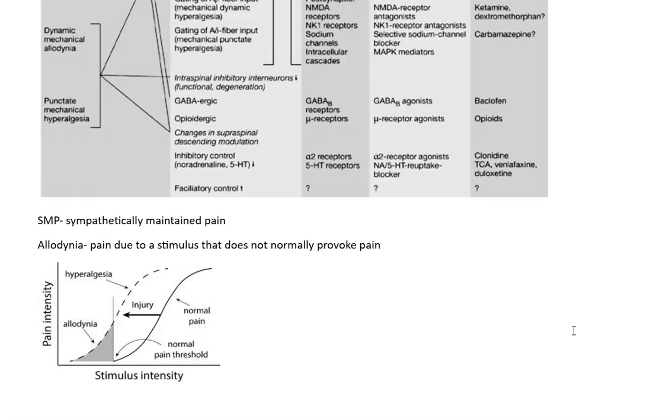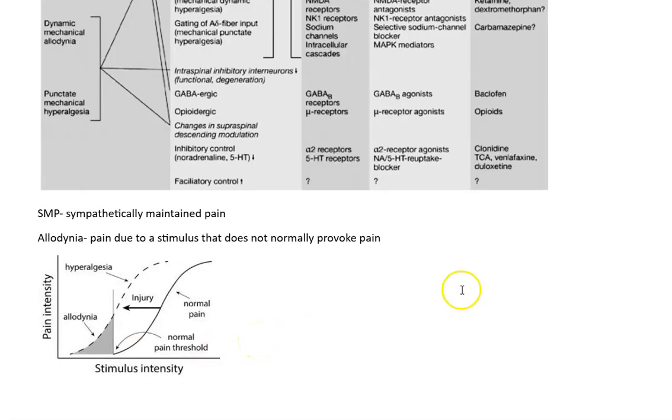So SMP is sympathetically maintained pain. So the sympathetic division of the autonomic nervous system, when that is activated, or continually activated, can increase pain perception. Allodynia is also increased pain to stimuli that doesn't normally cause it, or is not normally interpreted as a painful stimulus. Those are just some extra things.